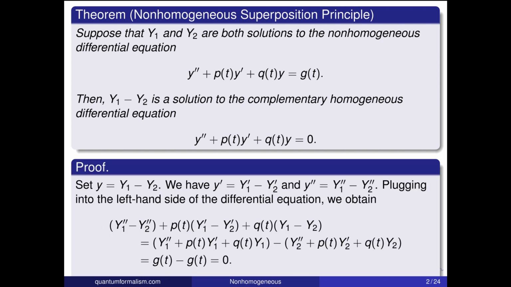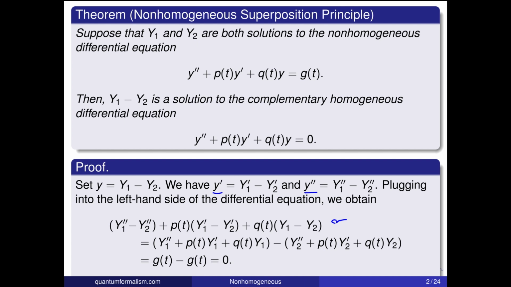So here's that calculation written out. Right, the derivatives here and here, y prime, y double prime, will play nice with subtraction. Now you just plug that into the differential equation, plug it into the left-hand side. So that's this first line. And then on the second line, we're just collecting all the terms with y1s and all the terms with y2s.